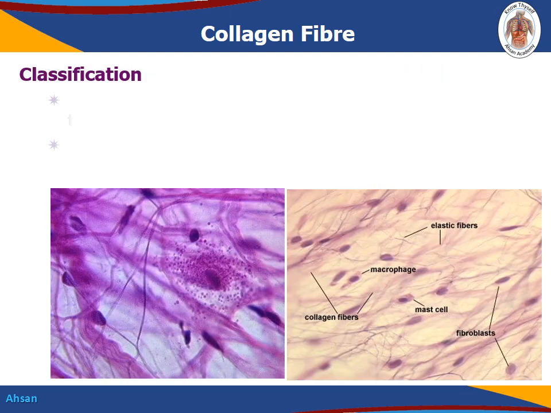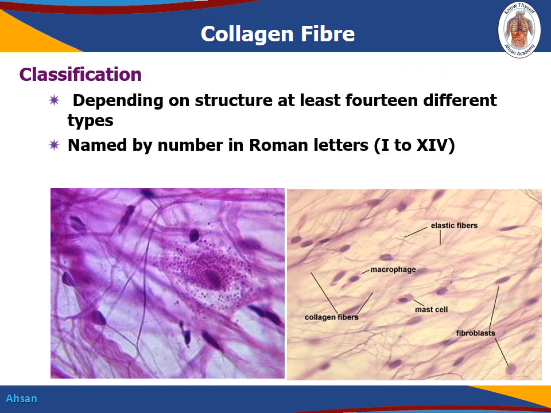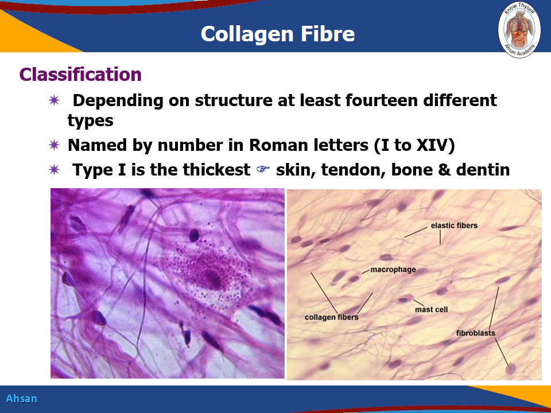Let us discuss the characteristics. Depending on the structure, at least 14 types of collagen fibers are there in connective tissue. They are named with Roman numerals 1, 2, 3, 4, 5 like this, and gradually the number increases with a decrease in the size. So the largest, thickest one is the type 1 collagen fiber. This is present in the skin, in the tendon, in the bone, in the dentin of the tooth.